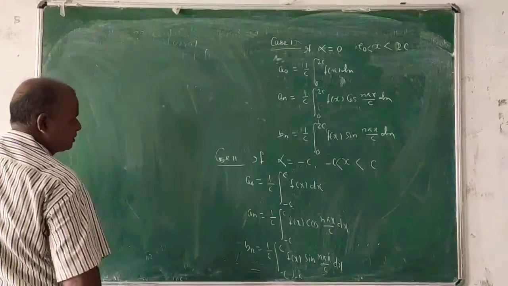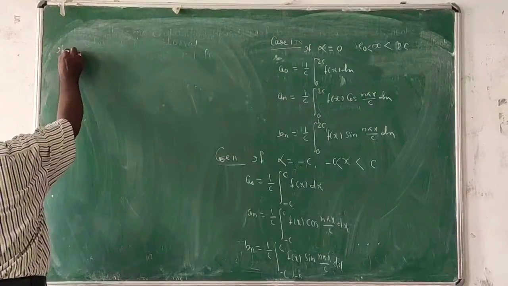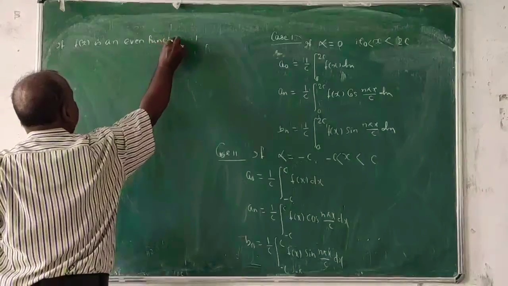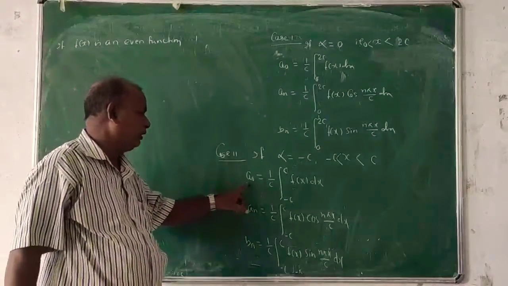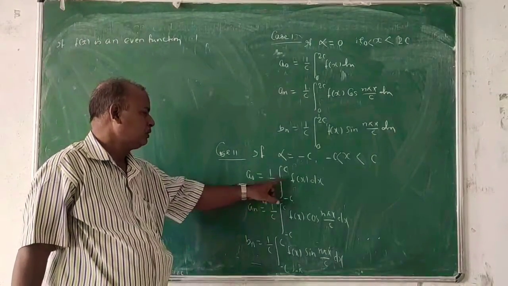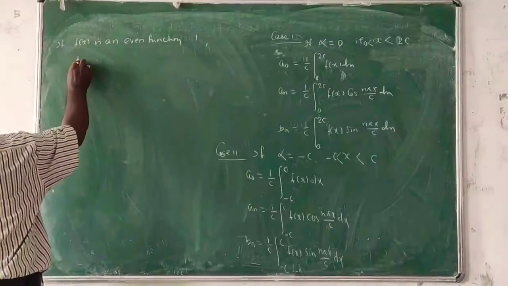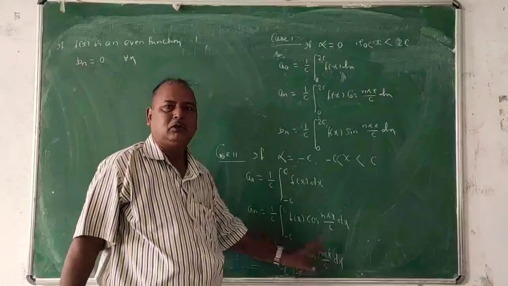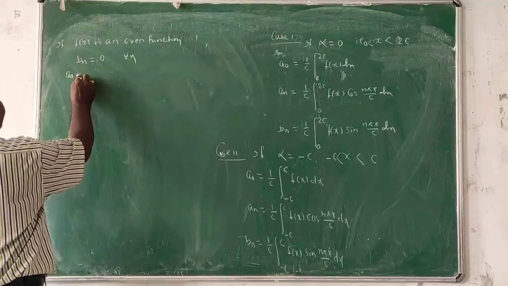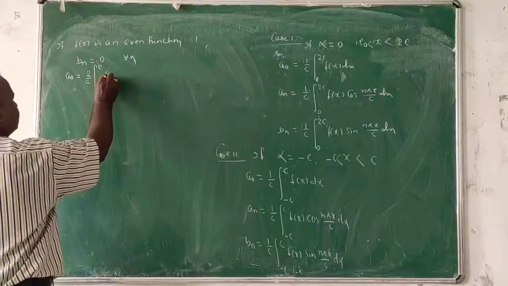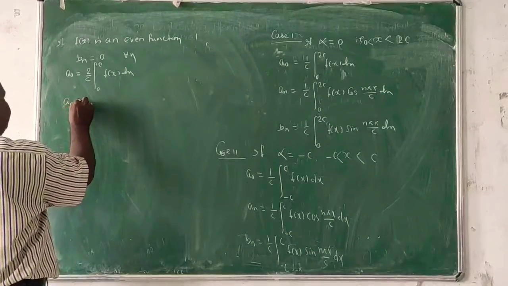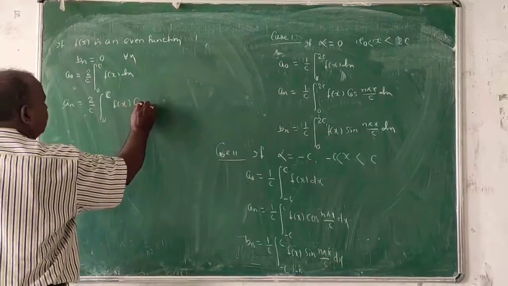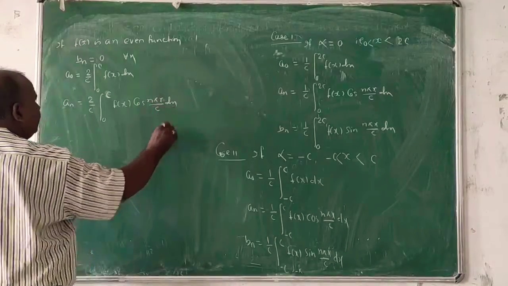let us take some cases for case number 2. Now if f of x is an even function, then the value of bn is automatically 0, because sine is odd, even into odd is odd, and the integral from minus c to plus c of an odd function is 0. So the value of a naught is 2 by c into the integral of 0 to c of f of x dx, and the value of an is 2 by c into the integral of 0 to c of f of x cos of n pi x by c dx.